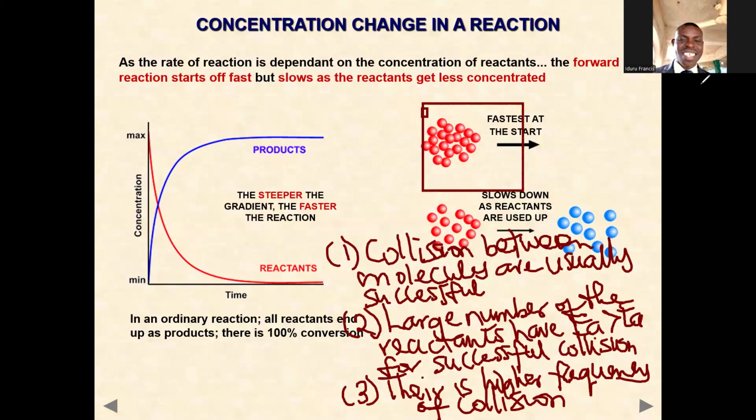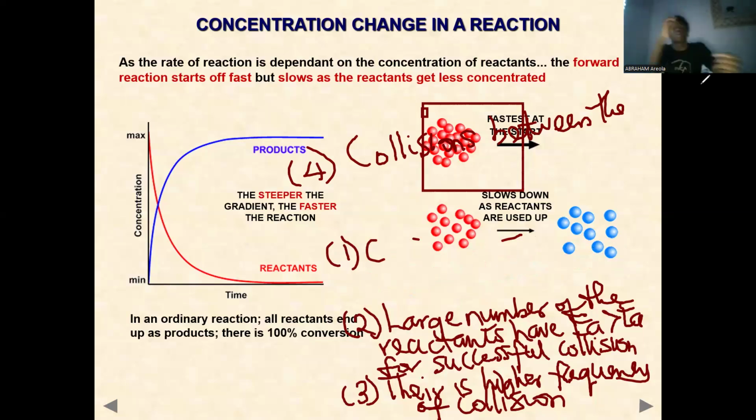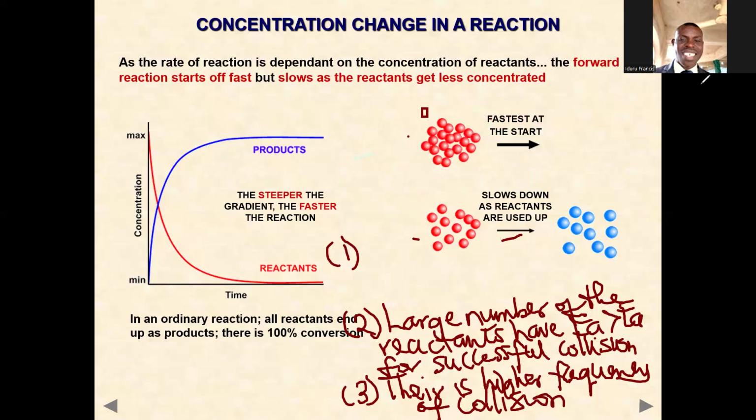So these three: collision between molecules are usually successful. Large number of the reactants have EA or more than EA for collision. There's higher frequency of collision. Then the last one. You can erase number 1, 2, 3 and then write number 4 there. So number four.